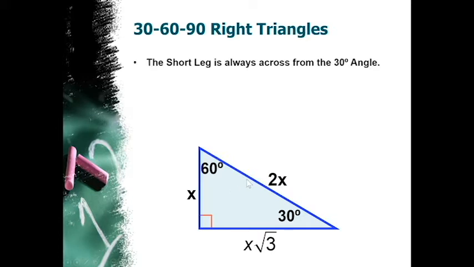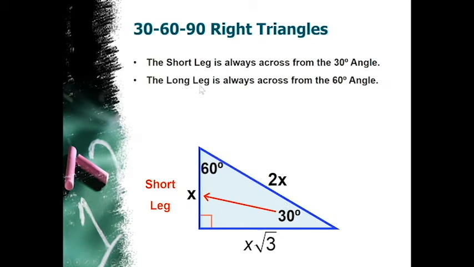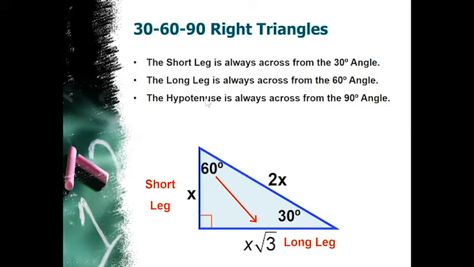what you have here is your short leg is always across from the 30-degree angle. The x, the shortest side length, is across from the 30-degree angle. The long leg, which is a little bit deceiving because of the word long, but it's the longer of the 2 legs, it's the middle side length overall, is always across from the 60-degree angle. So middle angle, middle side length. The hypotenuse is always the longest side in a right triangle, so that always has to be across from the 90-degree angle. So our longest side, which is a 2x, is always going to be across from our largest angle, the right angle.